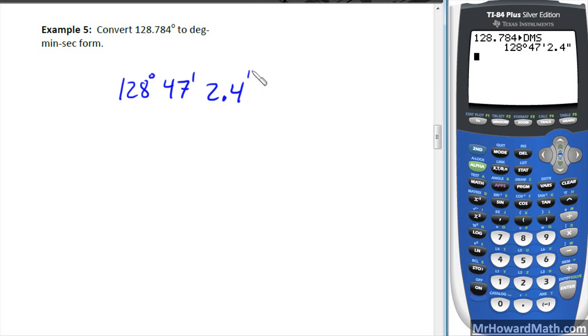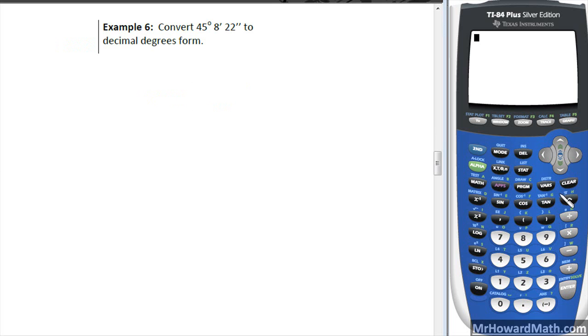And if you've gone through the conversion process, which we have in previous lessons, that's pretty nice that your calculator will actually do that for you. It saves a lot of tedious work. All right, let's look at the last example for this lesson, which is example 6. Convert 45 degrees, 8 minutes, 22 seconds to decimal degrees form.